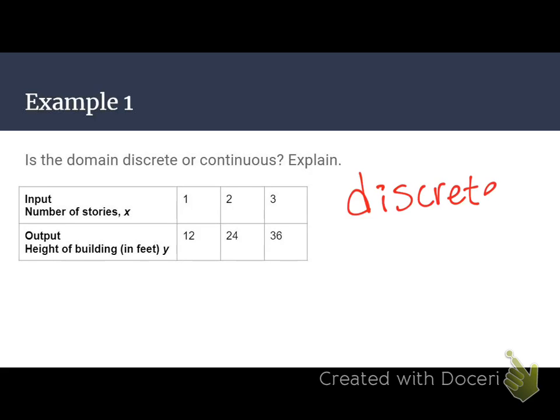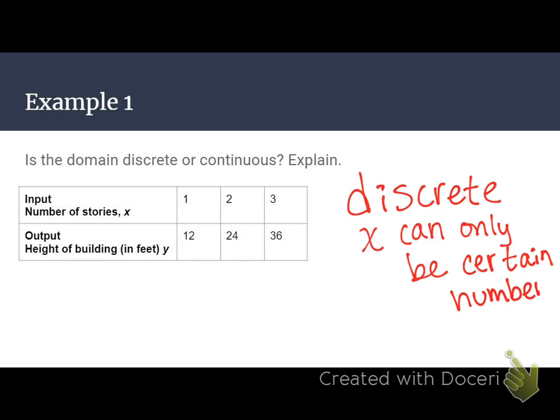This is going to be discrete because x can only be certain numbers. And if this table represents the whole building, then this building only has 1, 2, 3 floors, and then we're done with it. Questions about why this is discrete? All right, next one.